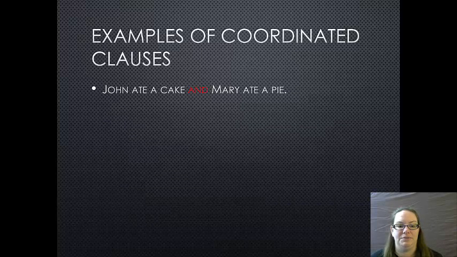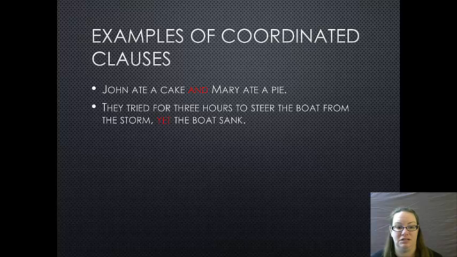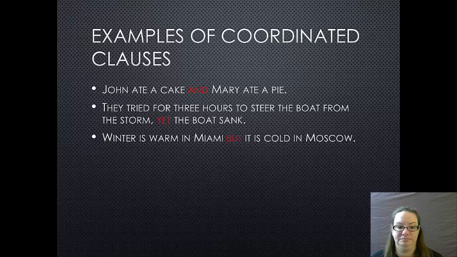So here are some examples. We have John ate a cake and Mary ate a pie. And is our coordinator. We have both a subject and a verb on each side. So we have two independent clauses that are joined together by a coordinating conjunction. Here we have another example where yet is the coordinator. Here's one with but.